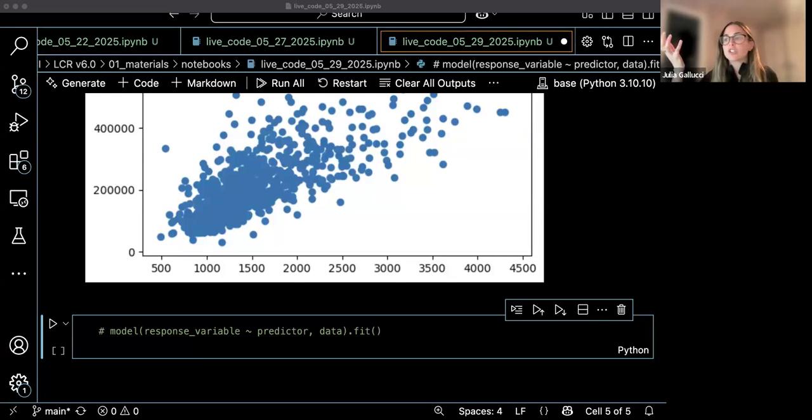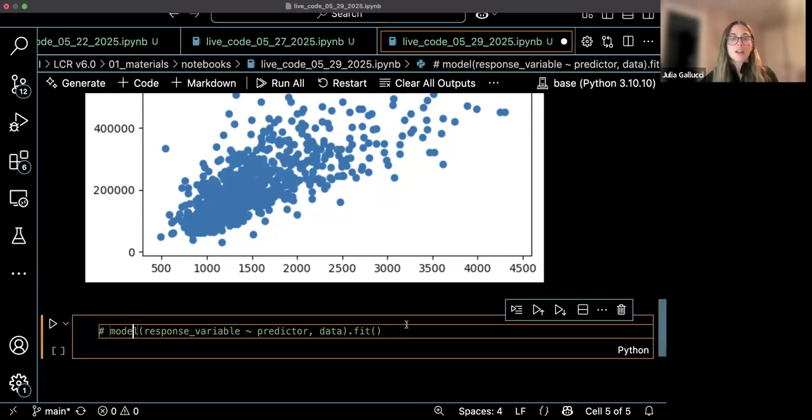And OLS basically achieves this by adjusting the line ever so slightly so that the sum of the square differences between the observed values or actual data points and what we predict based on the line is as small as possible. And this relationship is most accurate for explaining the relationship between these variables.